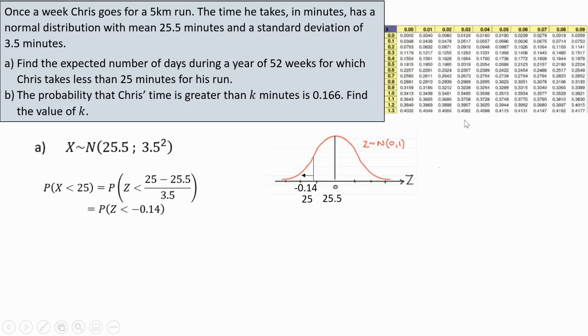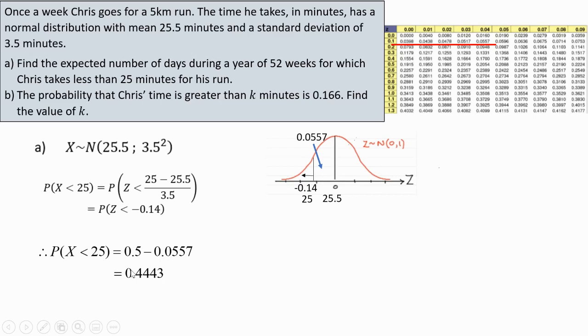I've got the table here, and I want to look up 0.14, and that gives me this value over here, 0.0557. So I put that in, and that goes over there. Now I'm actually looking for the probability over here, so I go 0.5 minus that, and I get the probability.